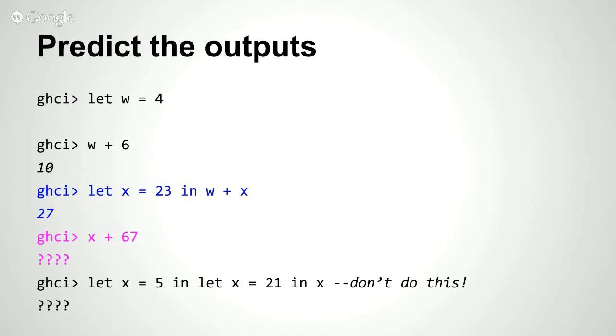What do you guys think this is going to be? An exception. Exactly. Does anyone not think it's going to fail? Yeah, because the x is not in scope.